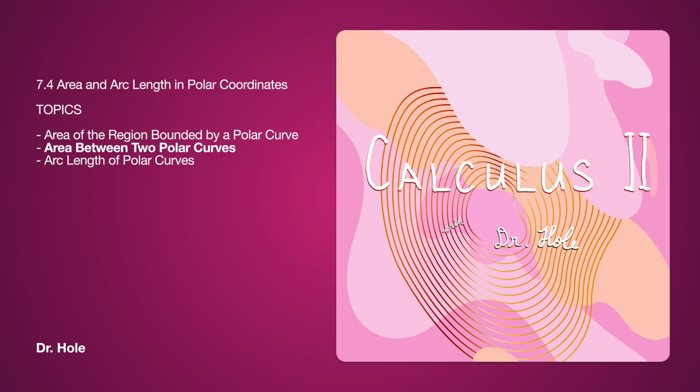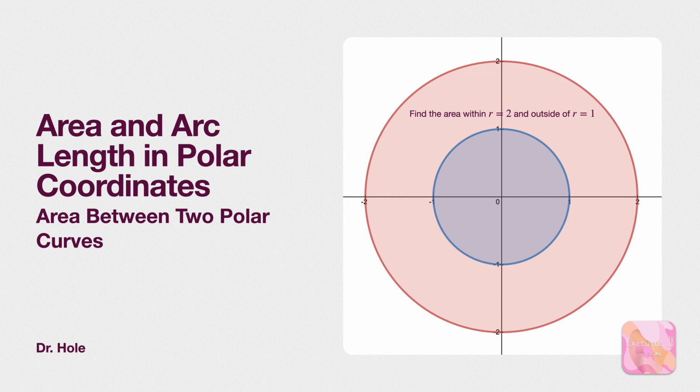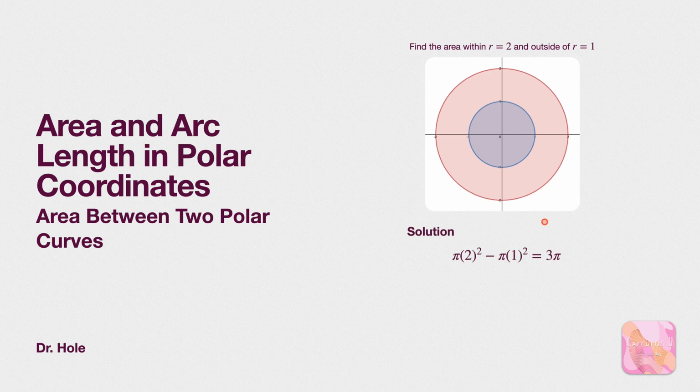Let's do the area between 2 curves. Here's a nice example which does not require calculus. If we want to find the area within r equal 2, the red circle, but outside of r equal 1, the blue circle, we can use a simple formula to calculate the area contained in the red circle minus the area contained in the blue circle. Very simple, big minus small. In doing so, pi 2 squared minus pi 1 squared. 4 minus 1, 3 pi is the area within the red circle, but outside of the blue circle.